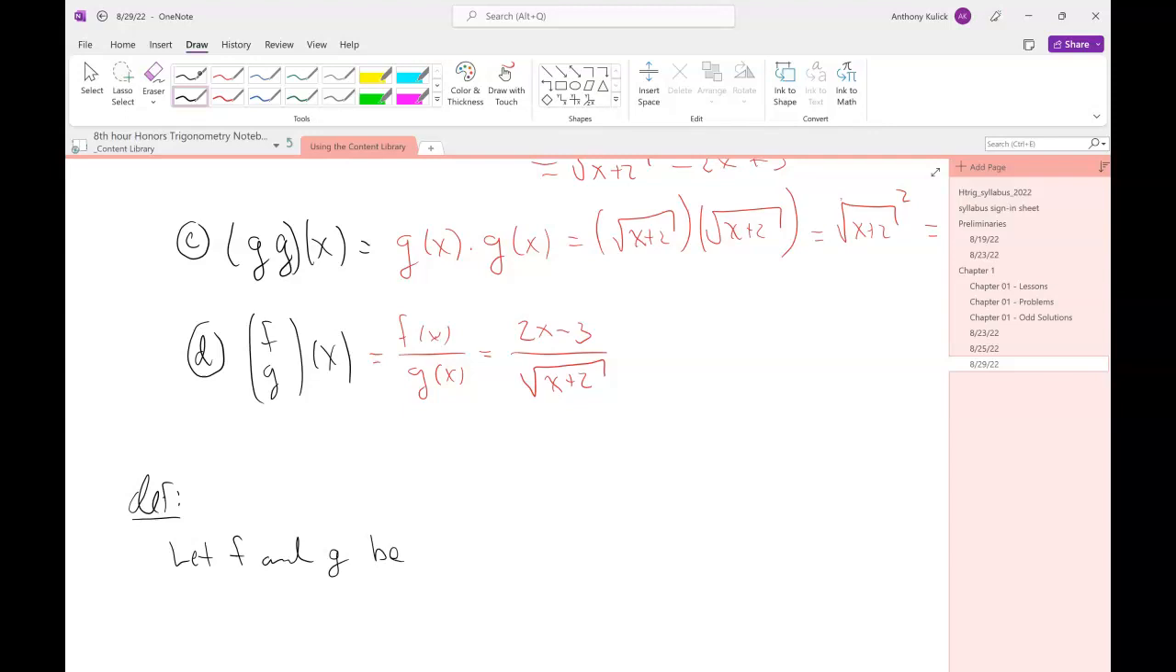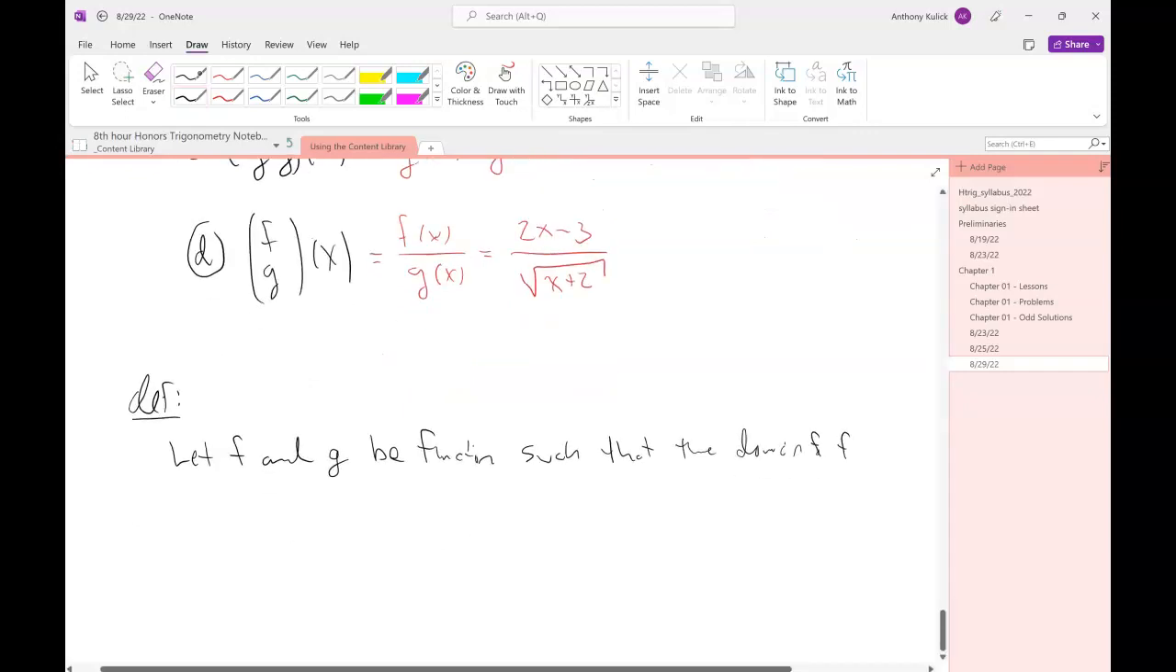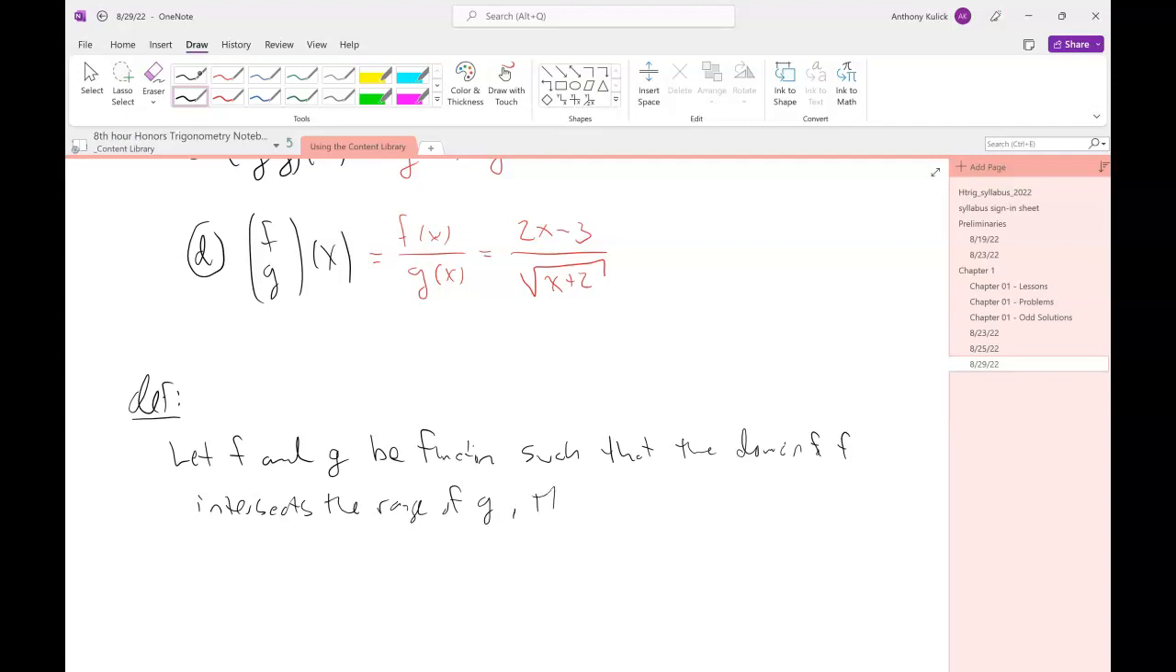So if we let f and g be functions such that the domain of f intersects the range of g, then the composition f of g, which we denote with the little open circle, or we can just write it as function notation.